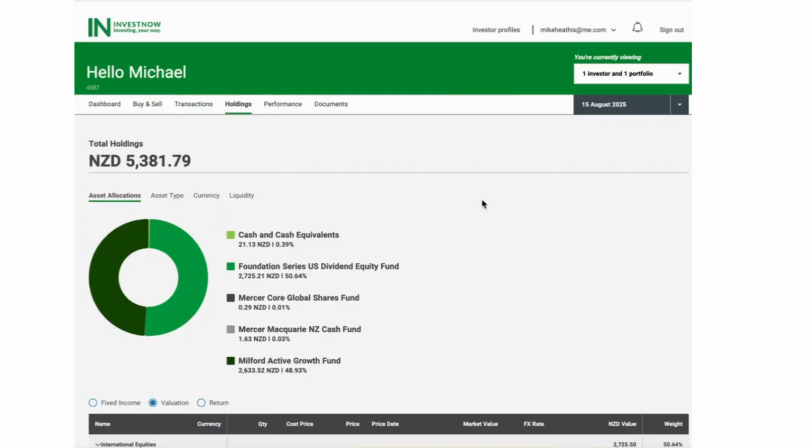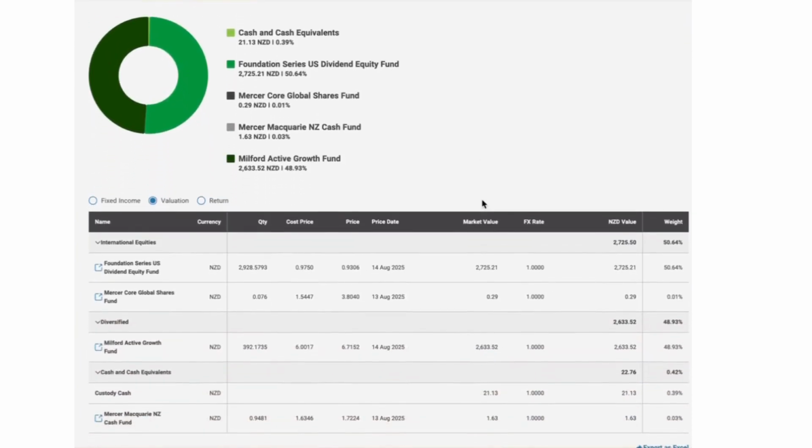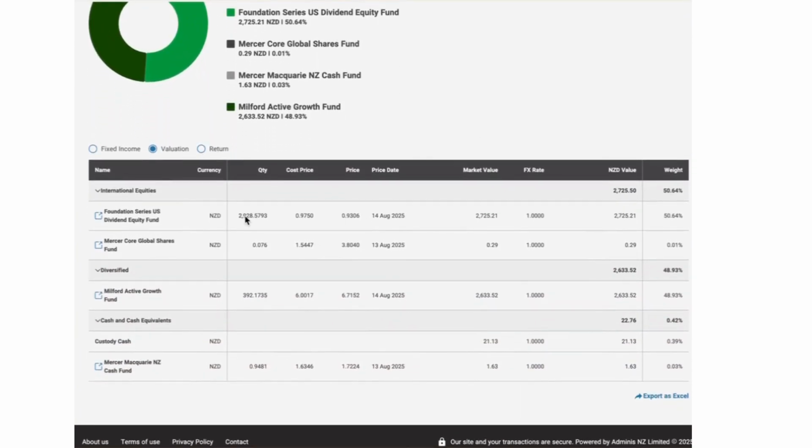On this page, you can obtain more information about the funds in your portfolio. The number of units in each fund, the price you paid for those units, the most recent unit price, the total value of your holding in each fund, and the proportion of your total fund portfolio held in each fund.